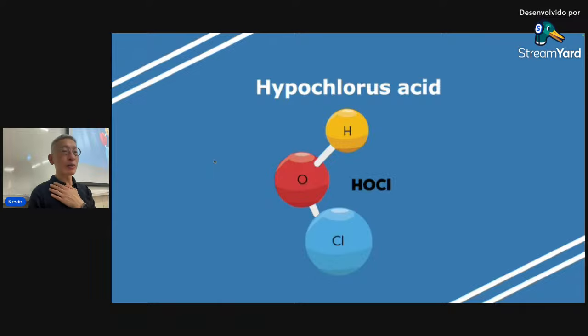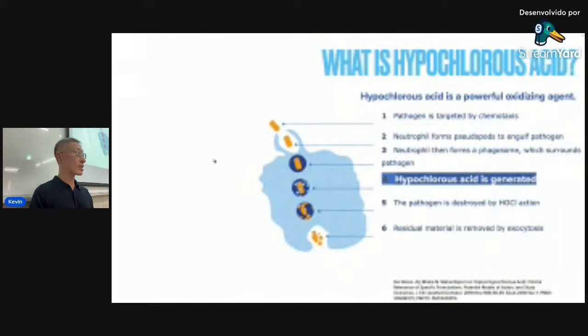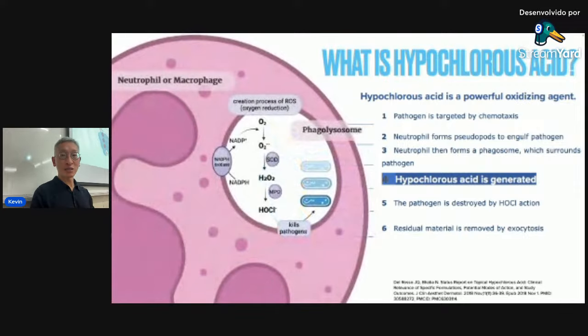So let me explain a little bit more about hypochlorous acid as a key ingredient and why I'm switching my thinking that we should be introducing hypochlorous acid. Your neutrophils, your white cells, will produce hypochlorous acid in a natural way as a defense mechanism to kill bacteria. So it's nothing really foreign to the body per se; it's actually part of how your body reacts to bacteria.